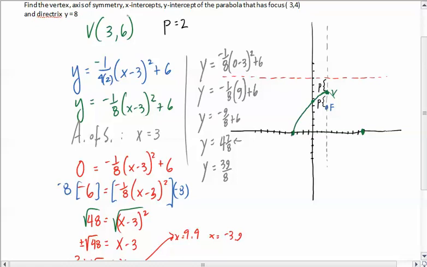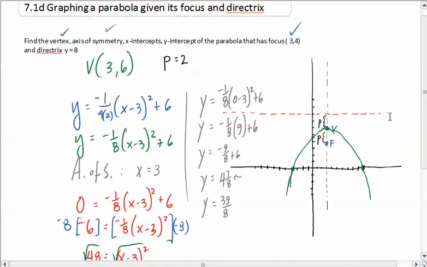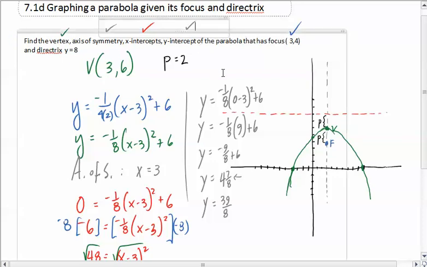It's really wide. Really wide. So there's that shape. Okay? Let's see what else we were asked to get. X-intercepts, we got those. The y-intercept, we got right there. And I think that's all they asked us to do.